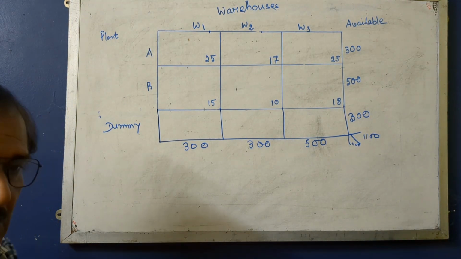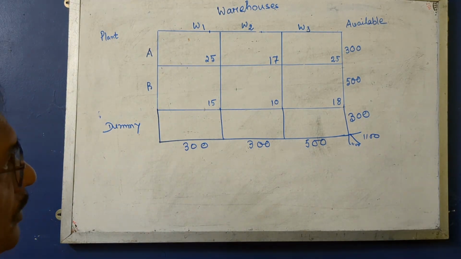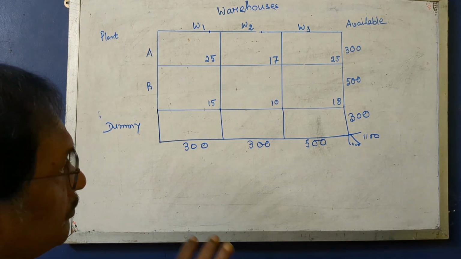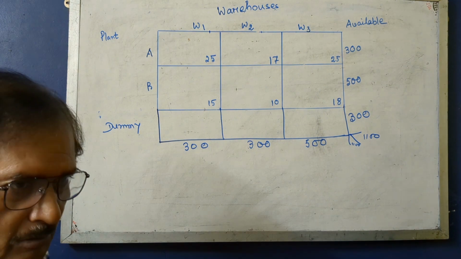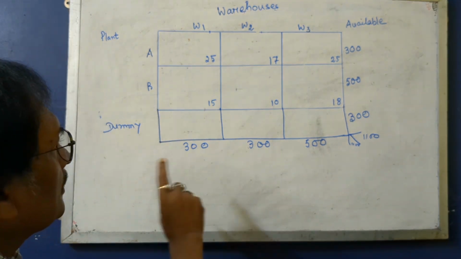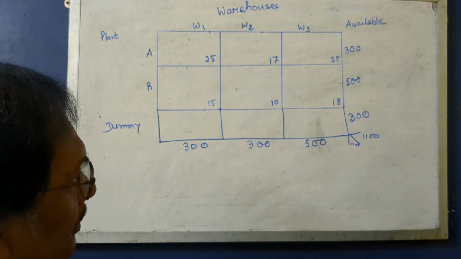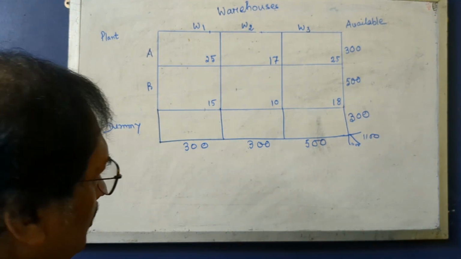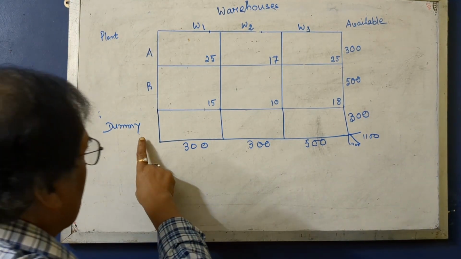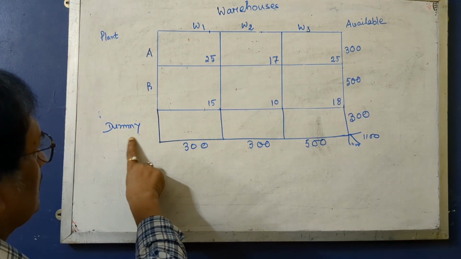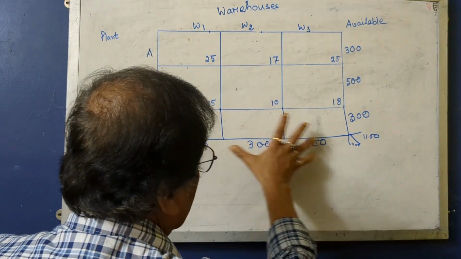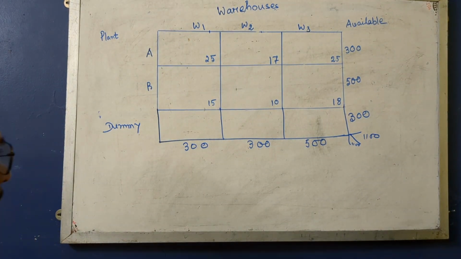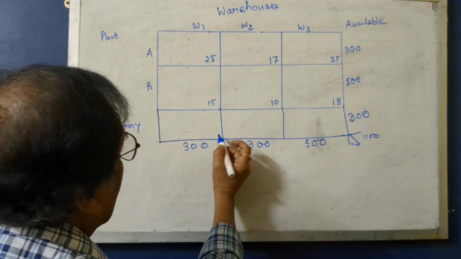Okay, so again I'm repeating what you have to do when you solve any transportation problem. First you have to find out the basic feasible solution and then optimize it by MODI. Before starting to find the basic feasible solution, you have to check whether it is a balanced problem or not. It was an unbalanced problem, that's why I have added the dummy source of 300 to make it a balanced problem. Now see, what will be the transportation cost?